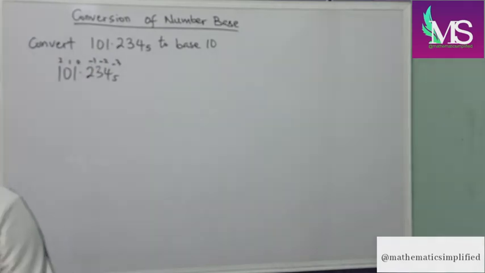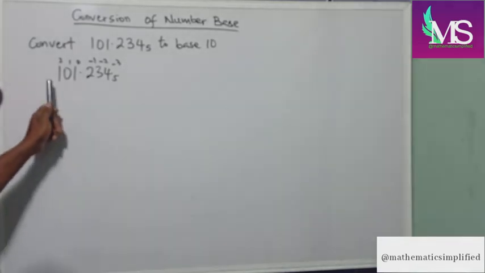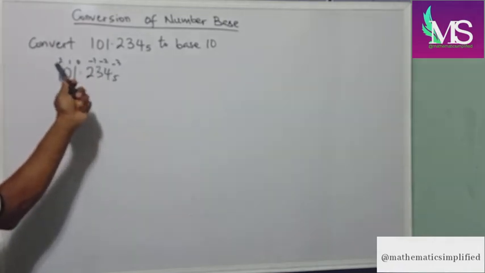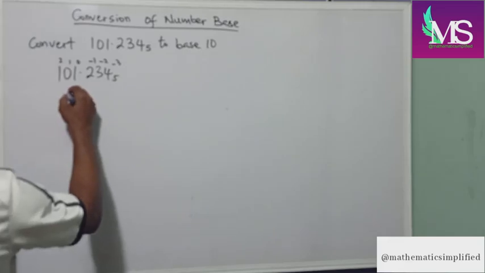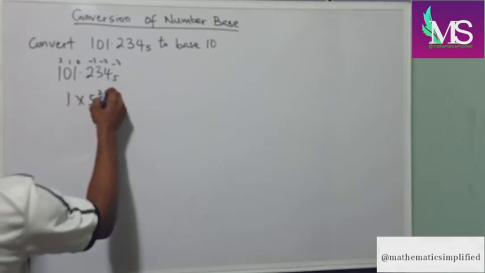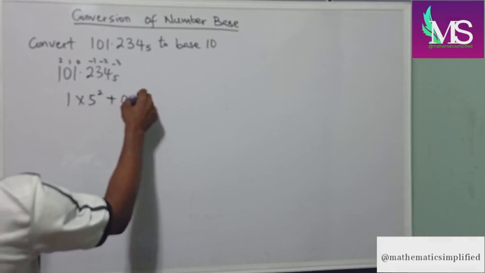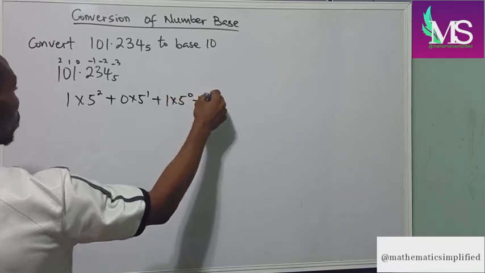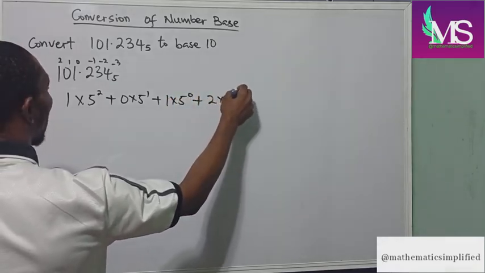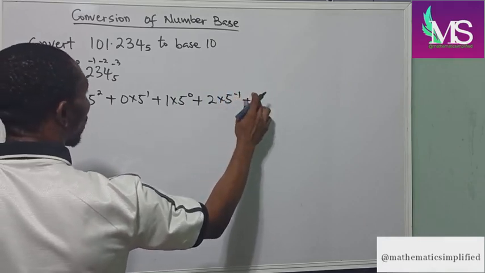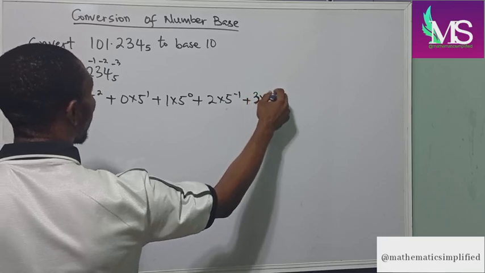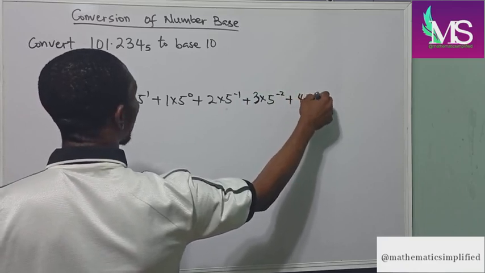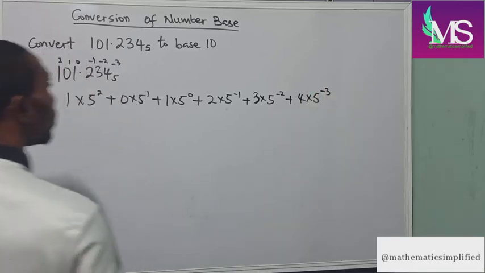Alright. Having numbered this that way, now we are going to multiply each and every one of these numbers by the base raised to the powers it has here. So this becomes 1 times 5 raised to power 2 plus 0 times 5 raised to power 1 plus 1 times 5 raised to power 0 plus 2 times 5 raised to power minus 1 plus 3 times 5 raised to power minus 2 plus 4 times 5 raised to power minus 3.